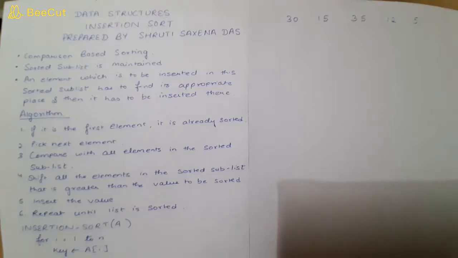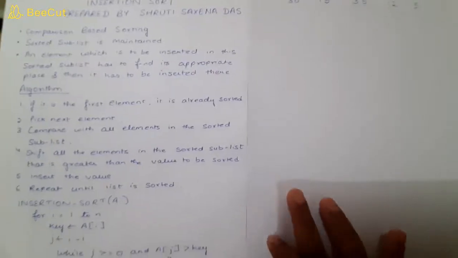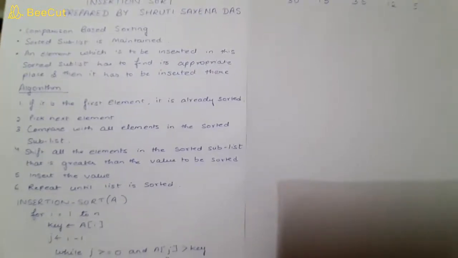The first step of this algorithm says that if it is the first element, there is no need to do anything. It is already sorted because we cannot make any comparisons. Pick the next element, and compare it with all the elements in the sorted sublist. Initially your sorted sublist is empty, so in the first iteration you check the second element with the first one only, because only two elements have to be considered.